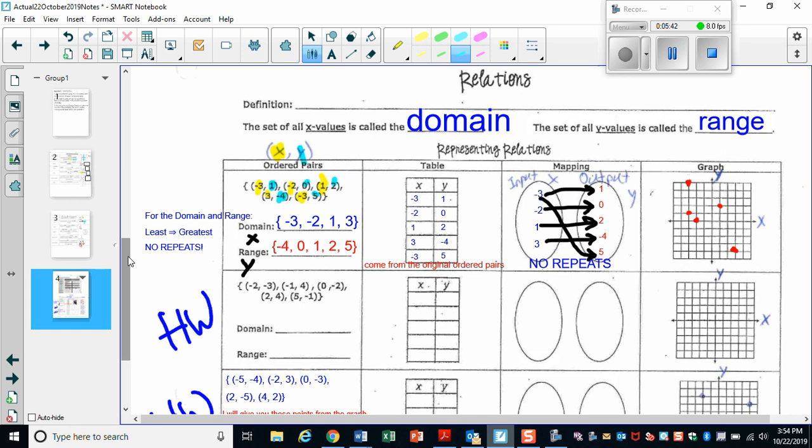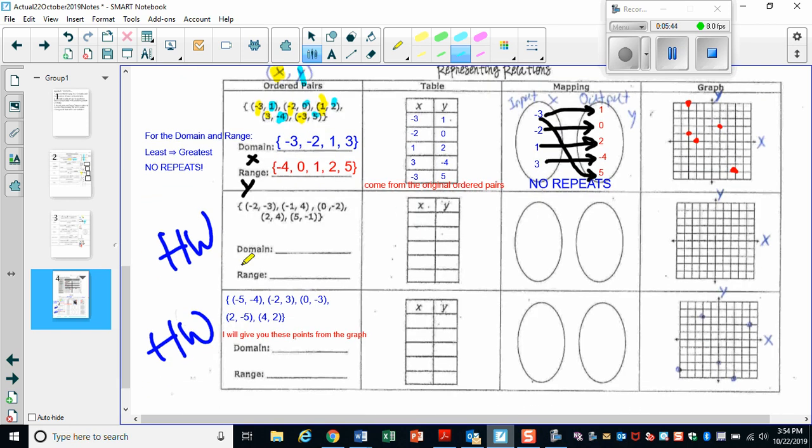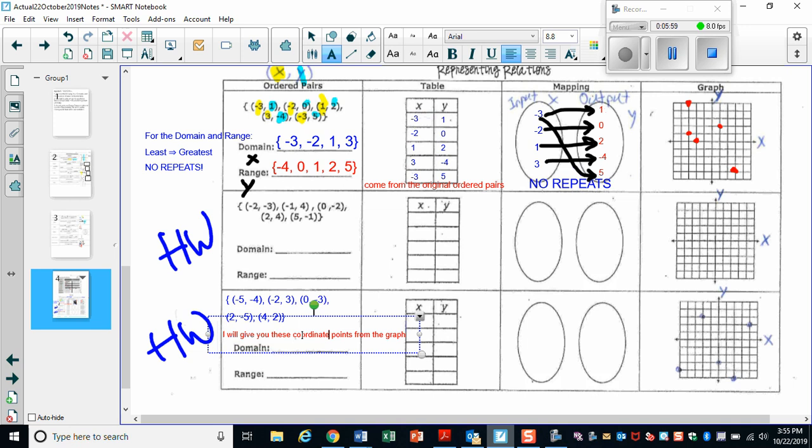The last two problems that were featured on the bottom, they were homework. I am going to give you the points from this graph. They were a little hard to see, but I'm going to give you these coordinate points, in order to help you fill out the rest of the information.